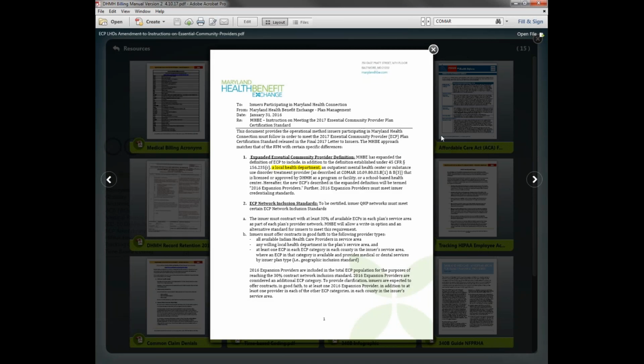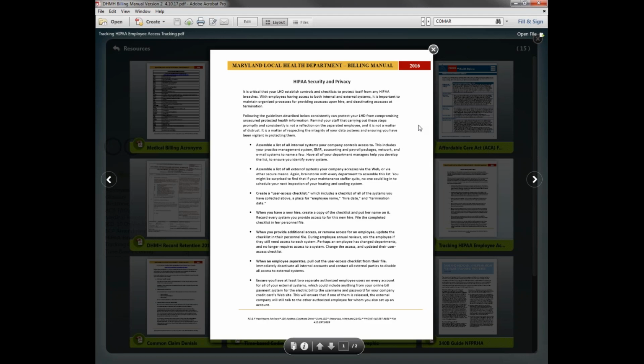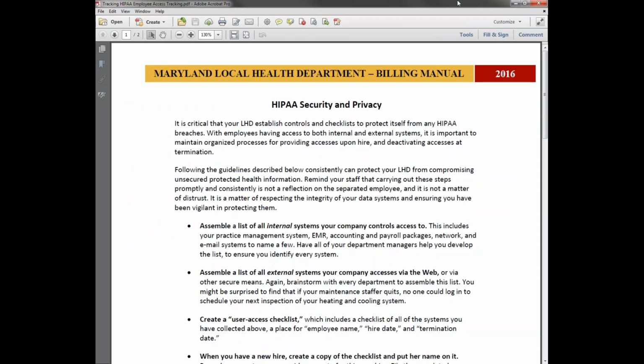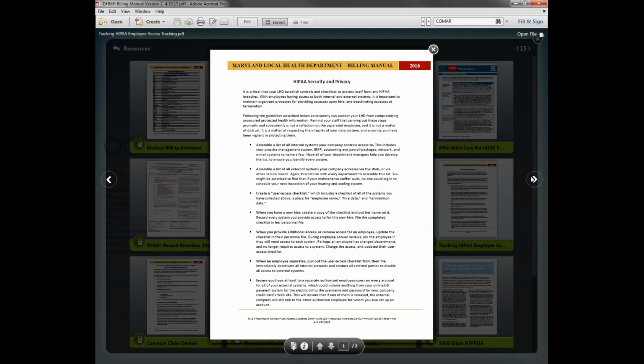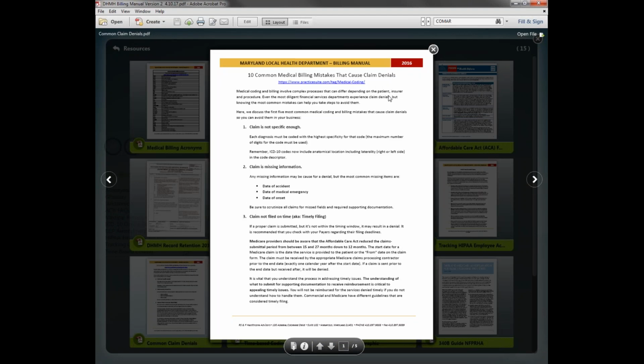Again, this is the ECP designation for health departments. This is what Heming was just going over a few minutes ago about HIPAA security and privacy. Again, we decided to put it in this section too, in case you didn't know where to go for it.